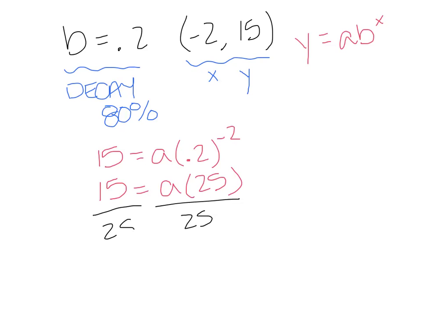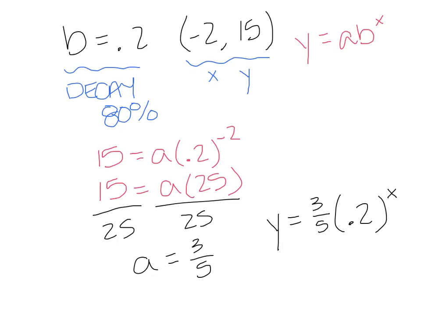And we should have our value of a. So a in this case equals 3/5. That means our specific equation is y equals 3/5 times 0.2 to the x. Now, I just wanted to do these first couple problems so we could get familiar with our y equals ab to the x form. All the rest of the problems in this video are going to be looking at more specific examples of growth and decay, especially when it pertains to situations.